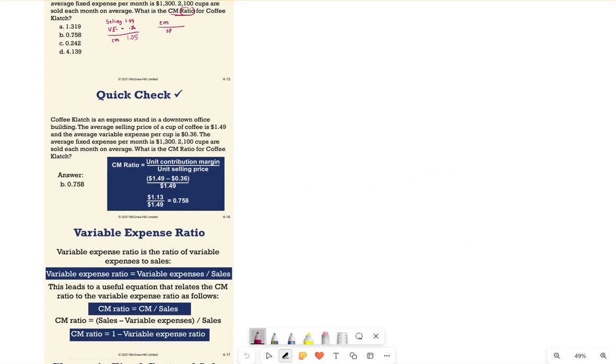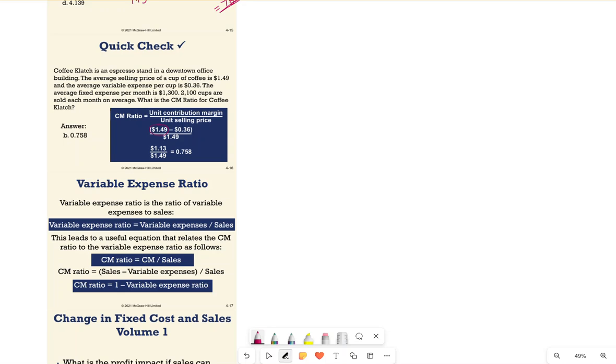So your sale price minus your variable expense will give me $1.13, divided by your selling price, which is 1.49. My answer is the contribution ratio is 0.758, or you can multiply the 0.758 by 100 to get 75.8%. Now if it's shown as a fraction, we do not need to multiply it. And how do we calculate the variable expense ratio?